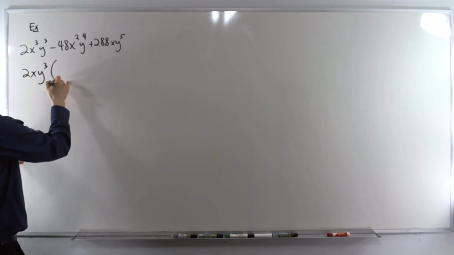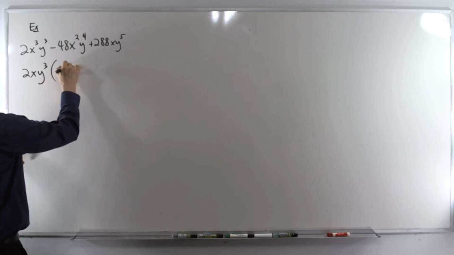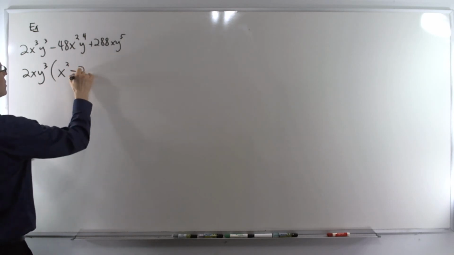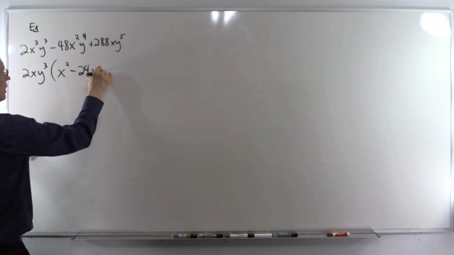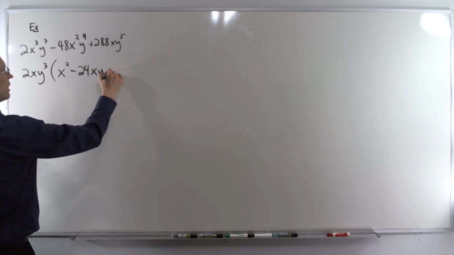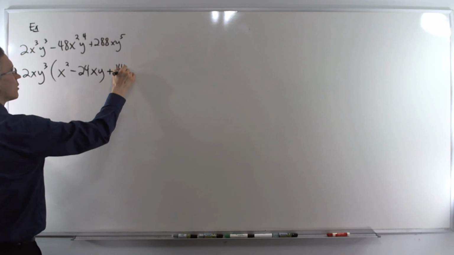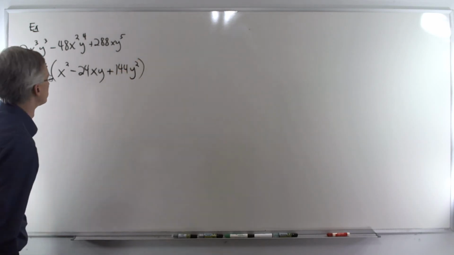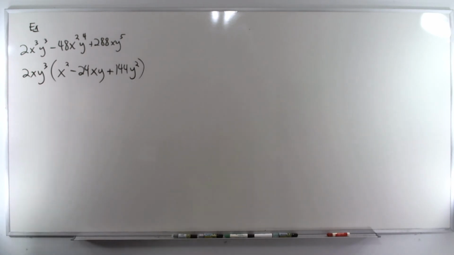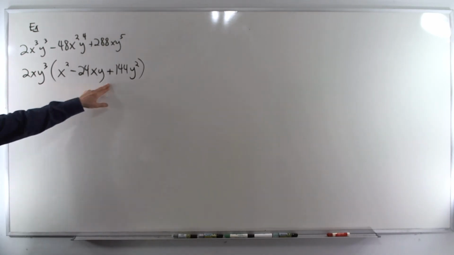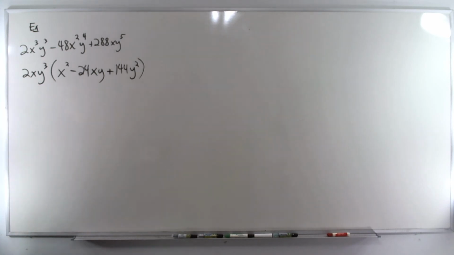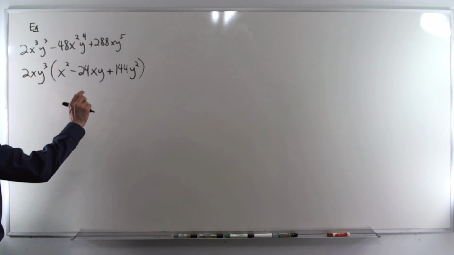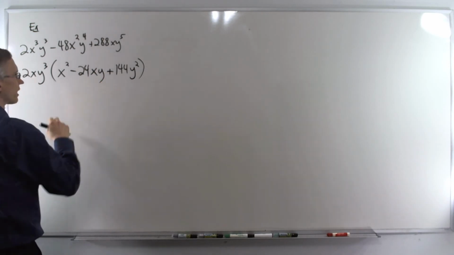All right, so that gives us x squared minus 24xy plus 144y squared. Now we have a factorable multivariate trinomial. So we need two numbers that multiply to get 144 and add to get negative 24.